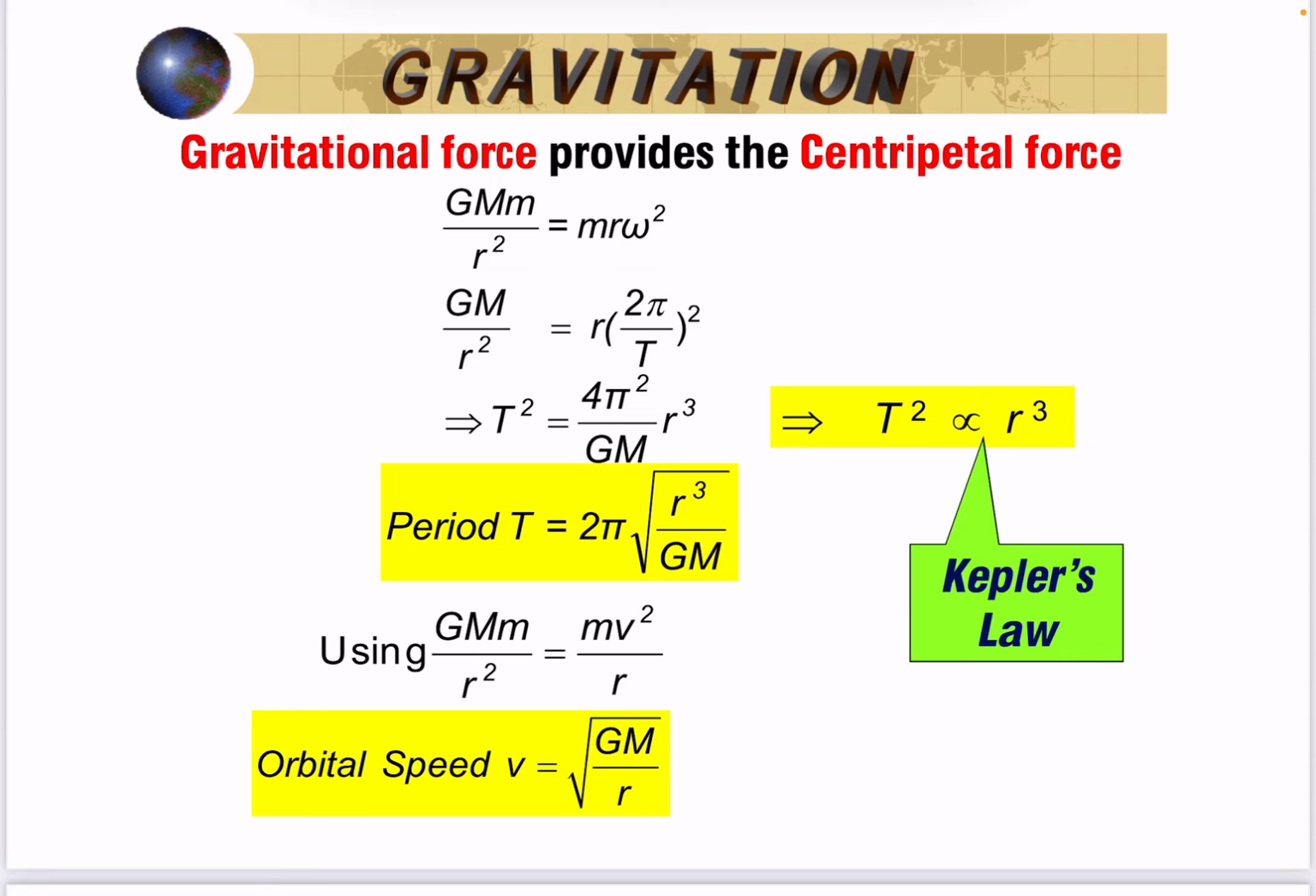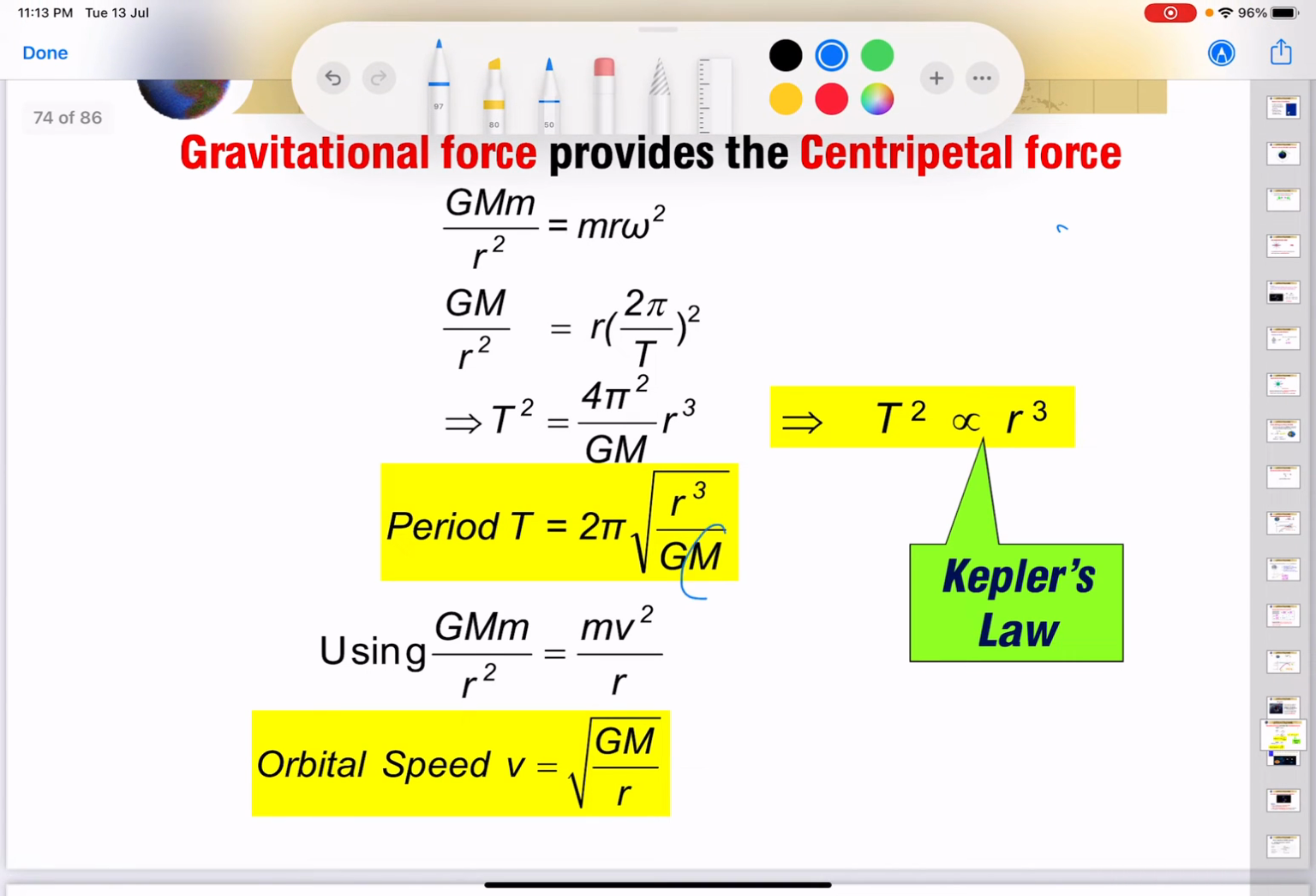So here we have two useful results: that the period is proportional to the square root of r cubed, and the orbital speed is proportional to the square root of 1 over r. Capital M here is the mass of the Sun, or in the case of the lunar system, the mass of the Earth. So both the period and the orbital speed do not depend on the mass of the object that is orbiting.